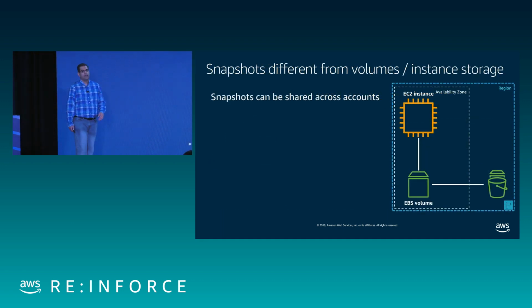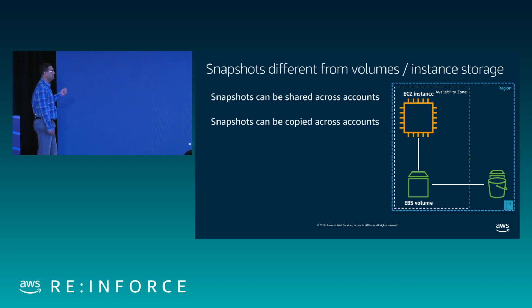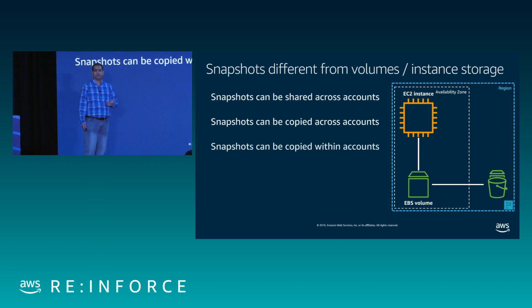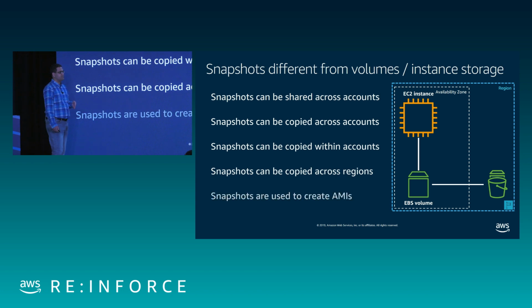So I touched on this earlier, but snapshots are different than volumes. In what ways? First, snapshots can be shared across accounts. Snapshots can be copied across accounts. Snapshots can be copied within accounts. Snapshots can be copied across regions. And snapshots can be used to create AMIs, right? And therefore, this gamut of use cases that snapshots get used for is just different from a volume.